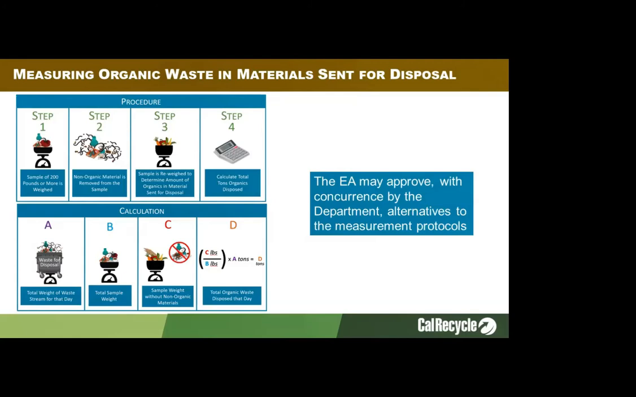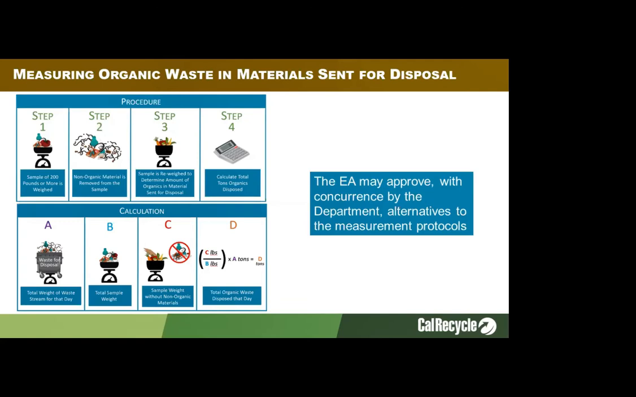The measurement protocol to determine the amount of organic waste in the material sent for disposal is the same as what is performed at the transfer processing facilities, with 2 minor differences. The operator is removing the non-organic material instead of the incompatibles from the sample, and performing the measurement protocol only on the waste sent for disposal instead of each waste type leaving the site.